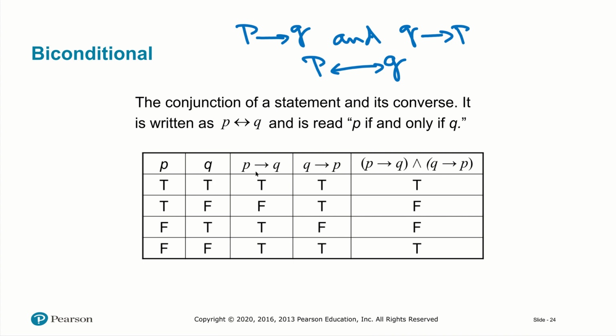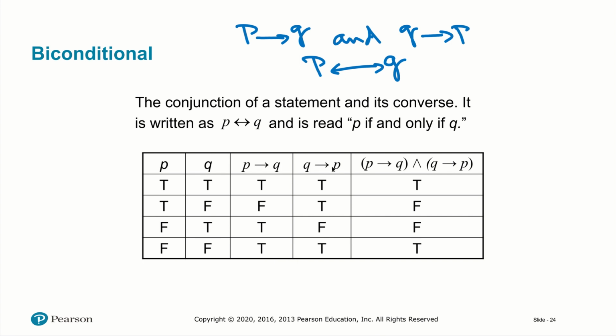So first we'll look at P implies Q. Notice that true implies true is true, true implies false is false. The only time an implication is false. False implies true is true, and false implies false is true, sorry. Remember, the only time an implication is false is if the hypothesis is true and the conclusion is false. So false implies false is actually true.